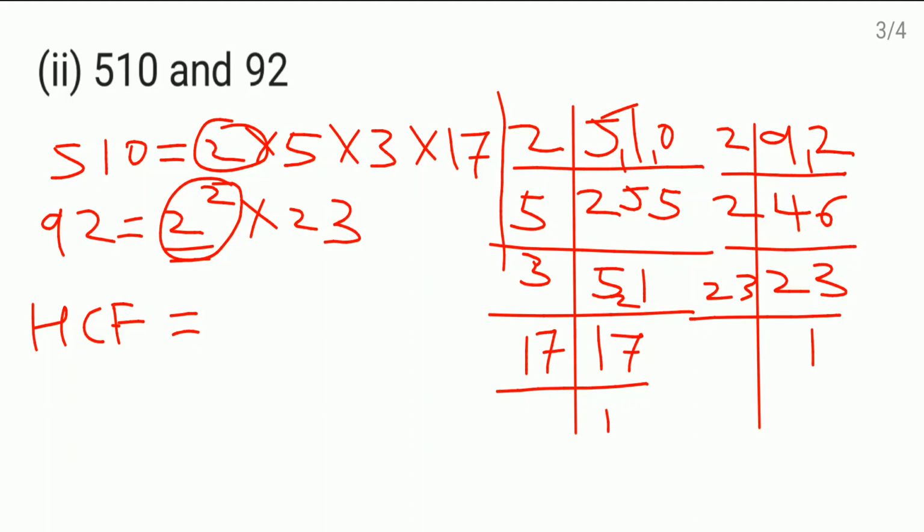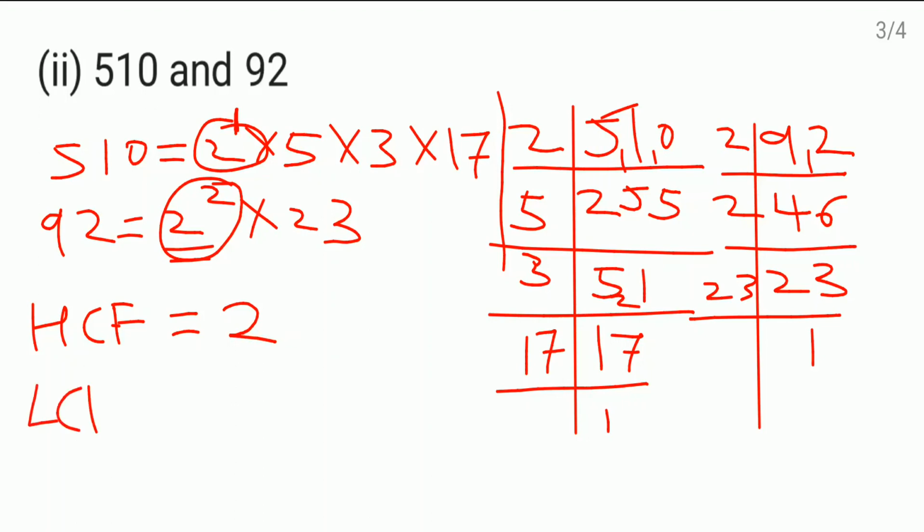So 2 raised to 2 and here 2 raised to 1. So 2 raised to 1 is the smaller one. So for the HCF, I will take only 2. Now, no other factor is common. So here our HCF comes as 2. Okay. Now here what I will write down?